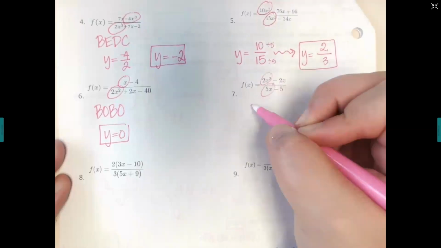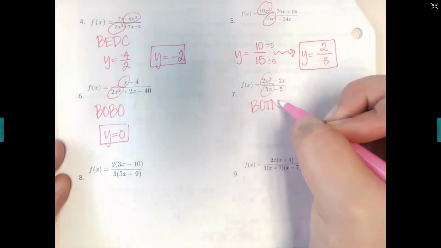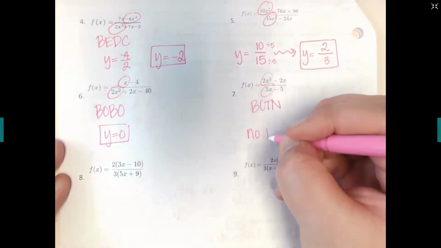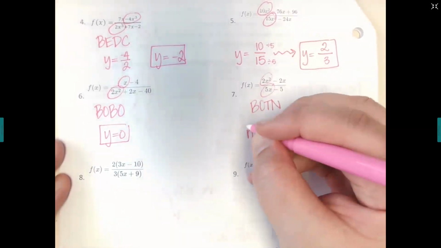It is a Botan, and Botan means none, or no horizontal asymptote.